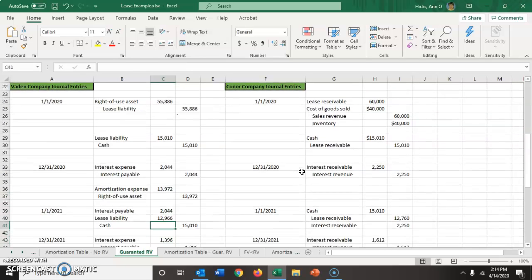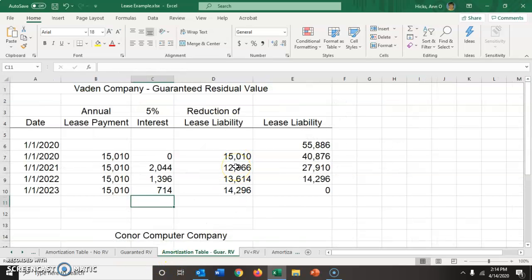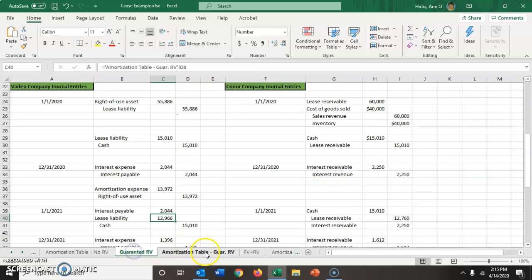January 1 of 2021, we make our next lease payment. And so we will debit interest payable for the amount that we accrued on December 31st, debit lease liability for the difference, coming straight from our amortization table, and then credit cash for the sum of those.